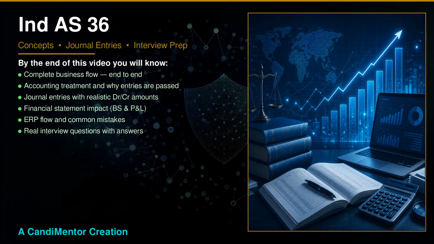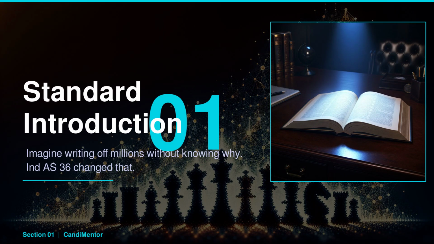need to know. Before Indian Accounting Standard 36, companies often overstated asset values, leading to financial misstatements. Imagine reporting a building's value at 10 million rupees, while it's only worth 6 million rupees. Indian Accounting Standard 36 ensures assets are carried at recoverable amounts. By the end of this section, you'll grasp how this standard prevents financial illusion and promotes transparency.